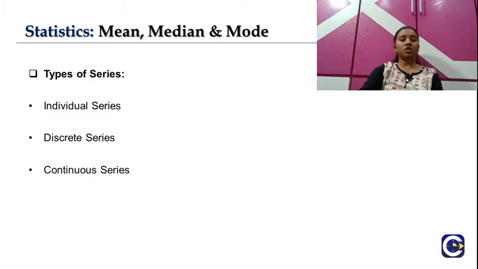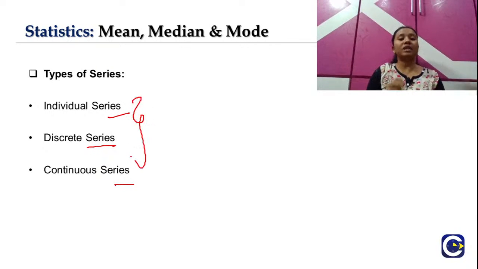Okay. When it comes to types of series, we have three types here. The first one is individual series, then discrete series, and then continuous series. Can at least anyone tell me the definition of the corresponding series, at least the way the data will be given in each of the series? That is nothing but the simple definition of it.